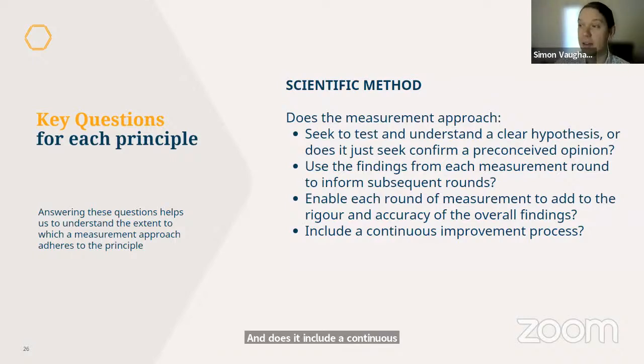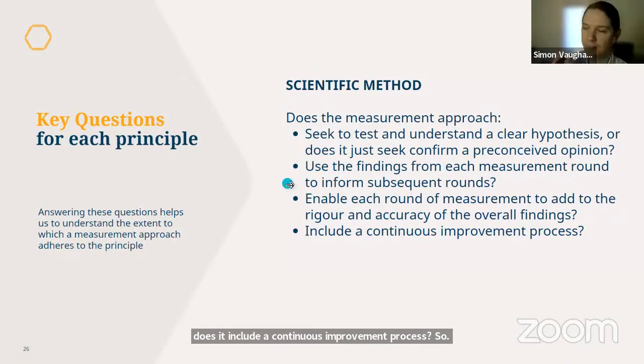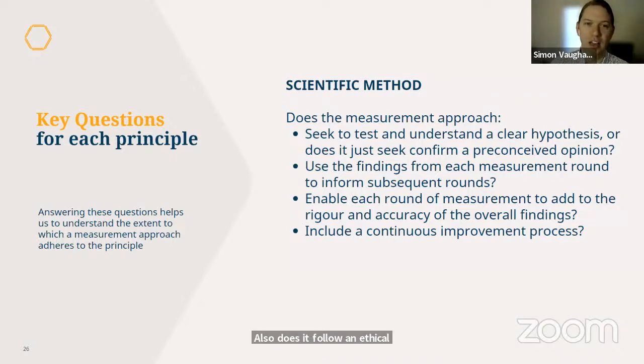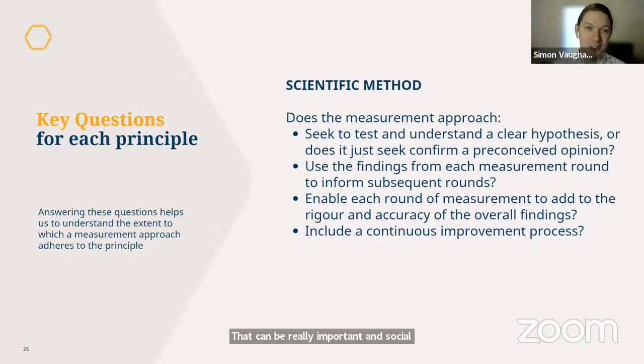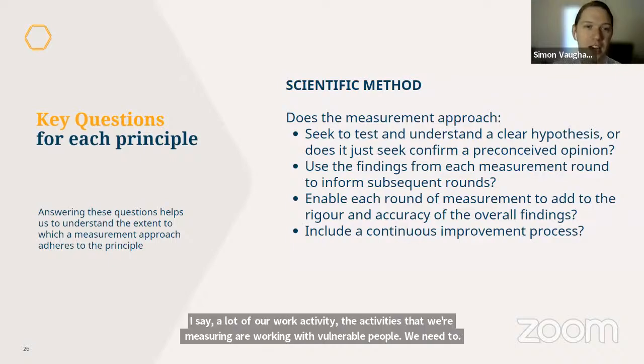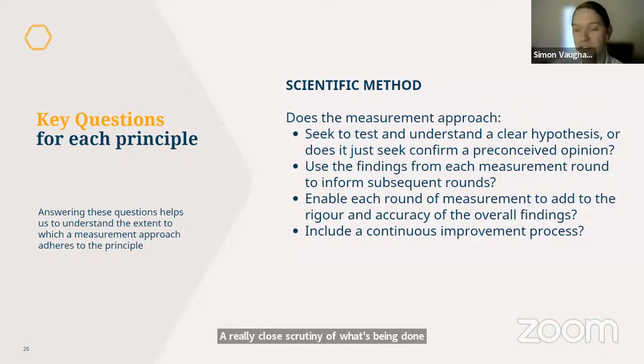And something that we haven't talked about here is also whether it follows an ethical approach. So part of the scientific method is including an ethics review in what you're doing. And so that can be really important in social impact measurement as well. Again, it depends on the context, depends on what you're doing. Like I say, a lot of the activities that we're measuring are working with vulnerable people, so we need to have really close scrutiny of what's being done to make sure that it's not going to have a negative impact. But that's not the case for everyone, right?